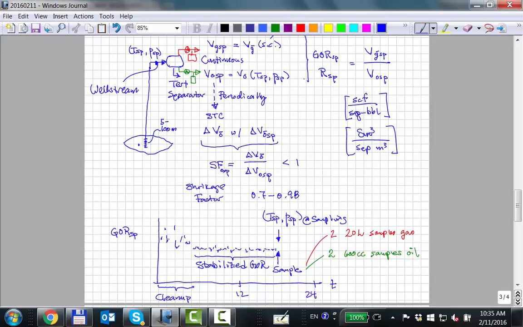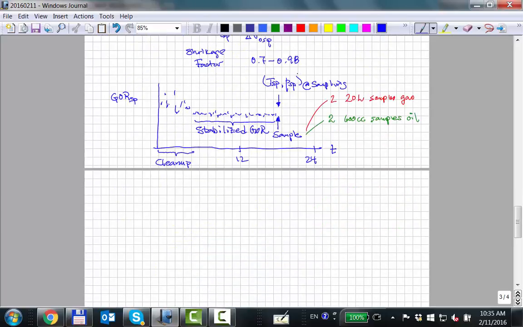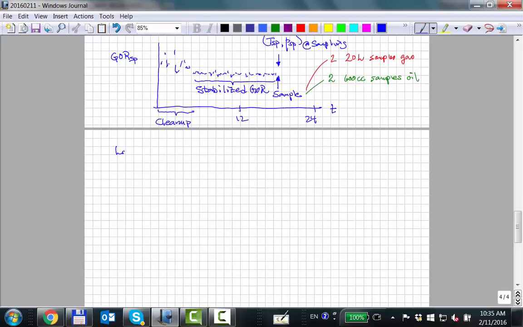So what the lab needs to recombine physically the sep oil and the sep gas is the following. One, they need the separator GOR.